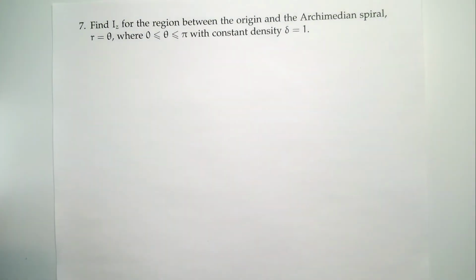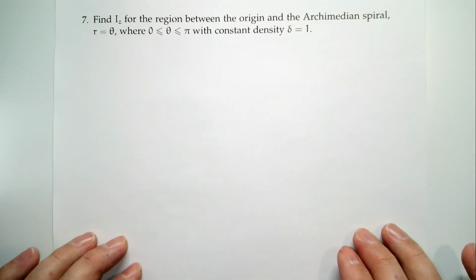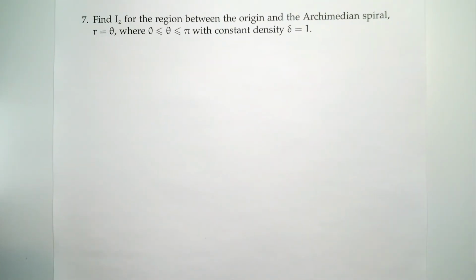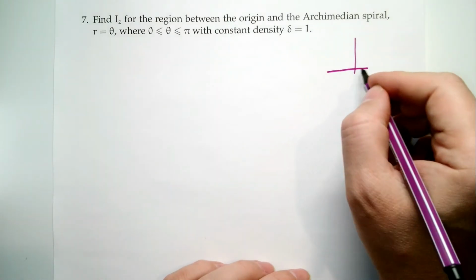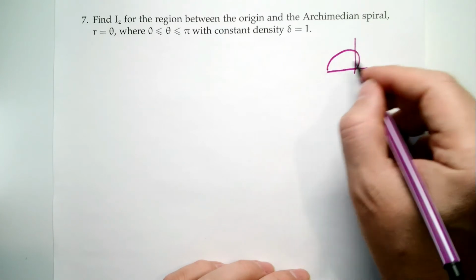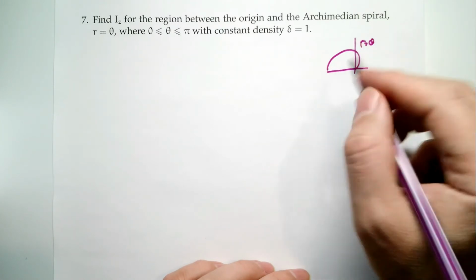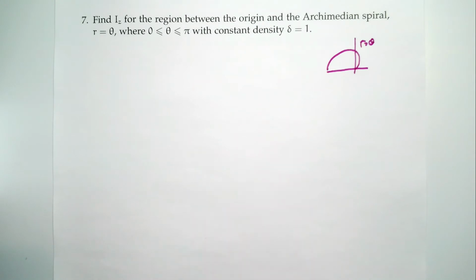All right. Number 7. Find I_z for the region between the origin and the Archimedean spiral r equals theta. But now theta goes from 0 to pi, and the constant density delta is 1. So boy, they really like the Archimedean spiral here. Now we only have to have the bottom half. So here's our r equals theta, and so that's our region.